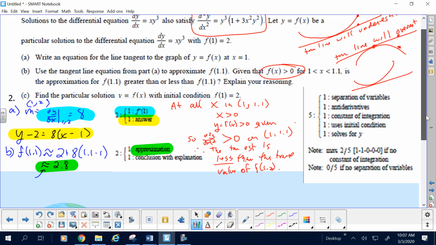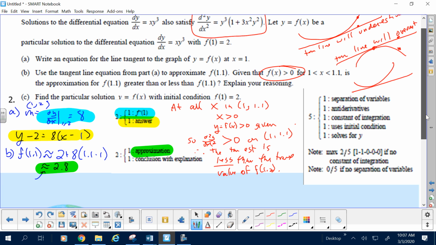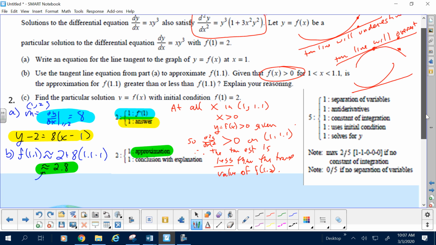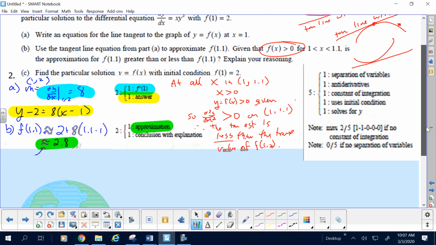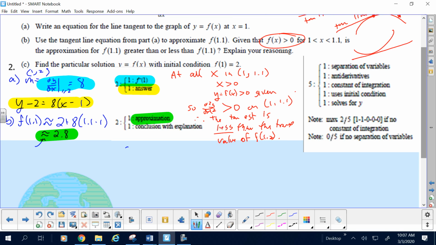Alright, so here's where the meat of the points are. We need to separate the variables. Please look at the right one. You don't want to try and separate that nonsense, alright? Make sure you look at the derivative. So, when you separate the variables, did you get dy over y cubed equals x dx? Yeah. Okay.